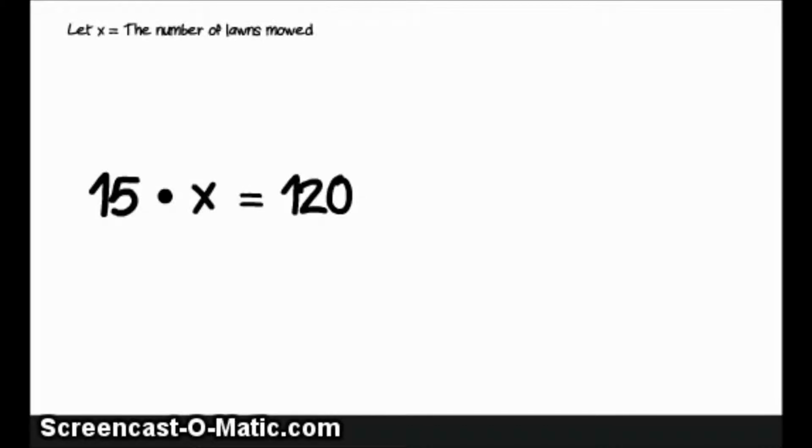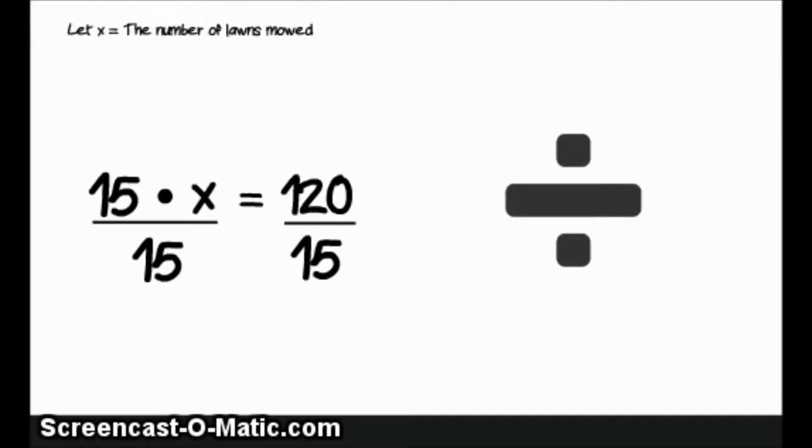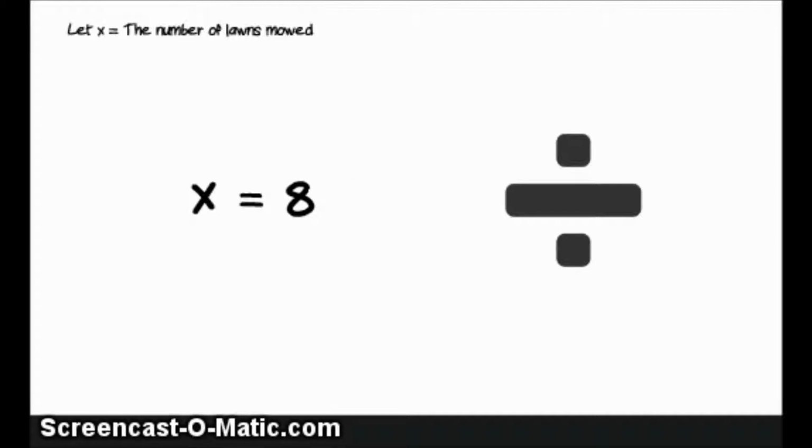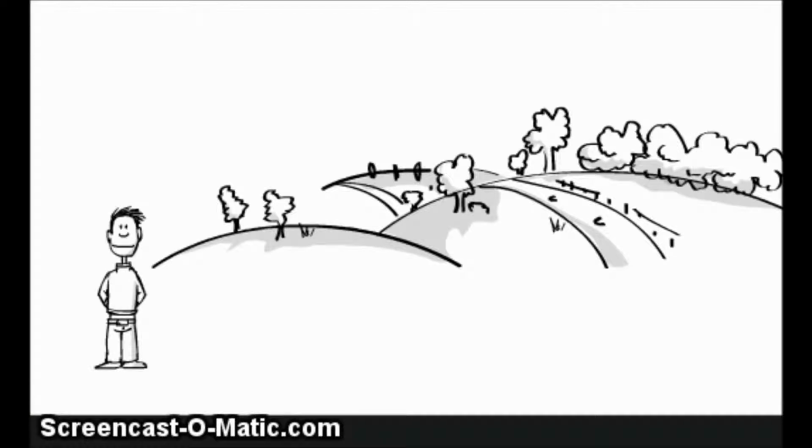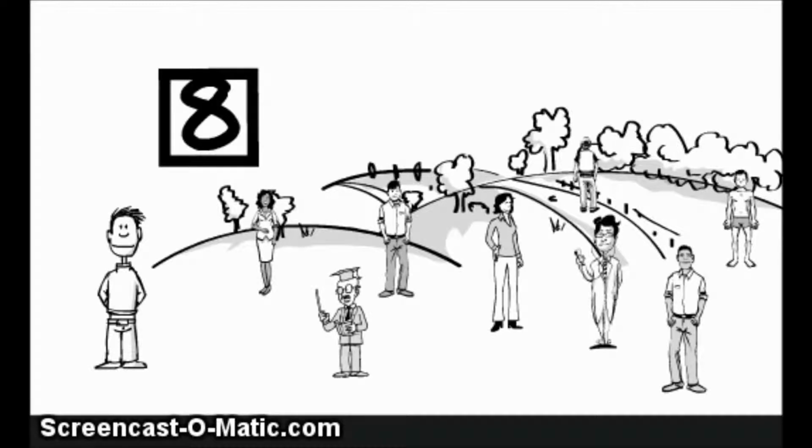Yes, Marley needs to divide because the opposite of multiplication is division, and because dividing both sides by 15 will first isolate the x on one side and give him the answer on the other. Whatever Marley does to one side of his equation, he must do to the other side. So it looks like Marley needs to mow 8 of his neighbor's lawns in order to buy his bike.